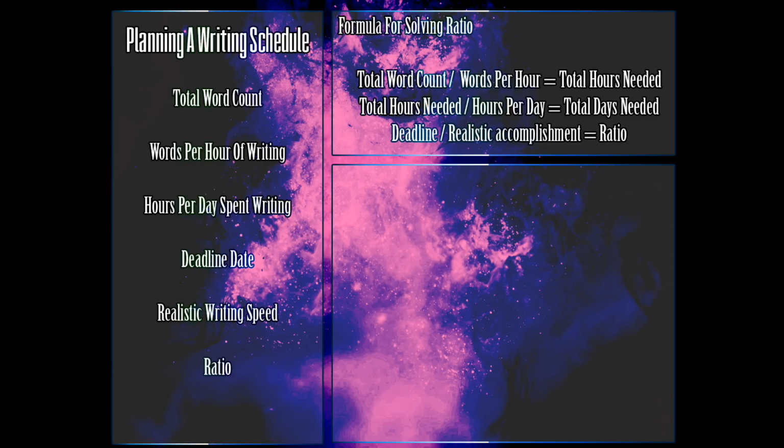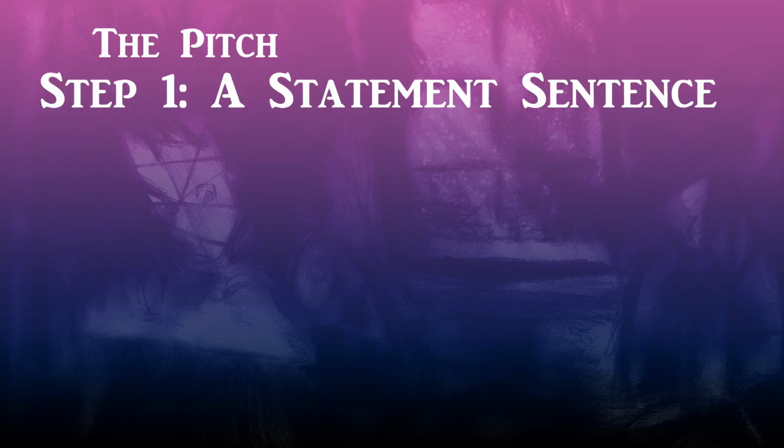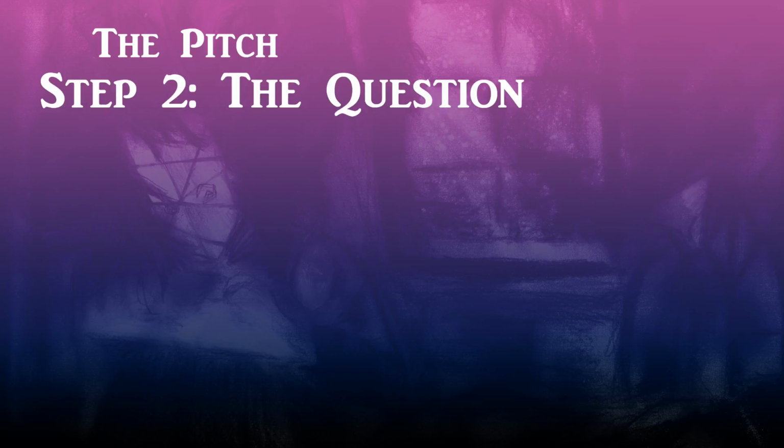The next one is coming up with the one-sentence summary. As you know, it's character, setting, goal, conflict is the order for the idea. So the one-sentence summary is one sentence about all those things combining into one sentence. We will do that on Monday. The next one is the pitch. Step 1, a statement sentence. And step 2 of the pitch is the question.